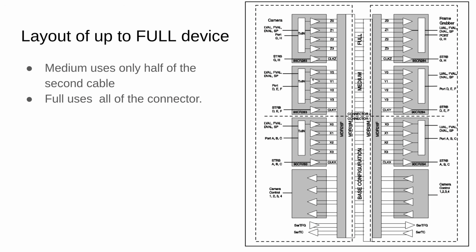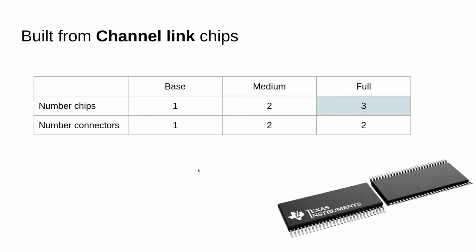Why this slicing of the second channel is even a thing is based on the design of the chips around it. Camera Link is built around these chips called Channel Link, and they have a certain size to them. So in base, we need one chip, we have one connector. Medium, we need two chips, and we have the two cables. And then in full, we have three chips.